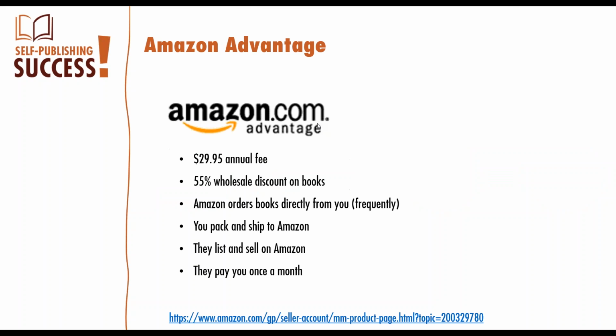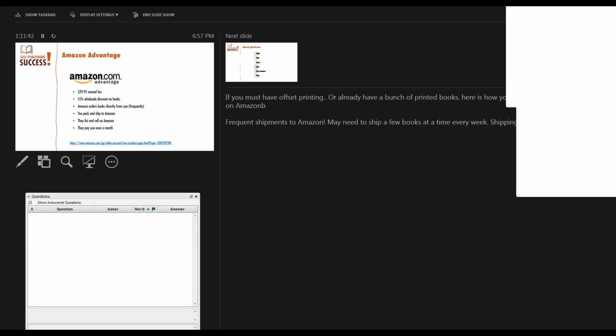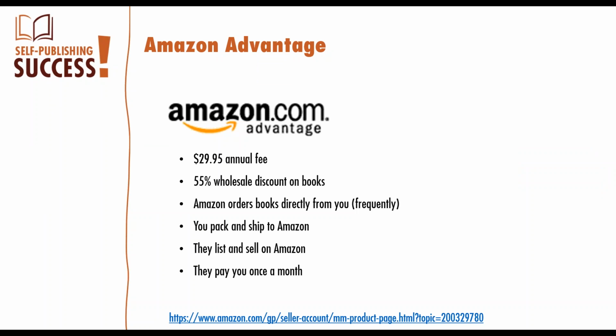So we talked about Plan B. Now I also want to bring up Amazon Advantage. If you are using offset printing for whatever reason, or maybe you already did without realizing the disadvantages of that, and you have a warehouse full of books, you don't know what to do with them. Amazon does have a program that will let you sell books to Amazon directly. They will list them for sale on their website, and then they're going to pay you for the books that are sold. It's not the most feasible cost-wise to do this.